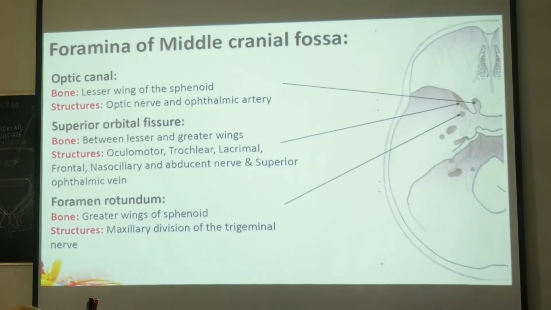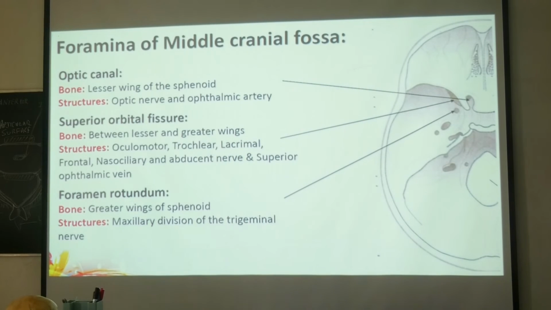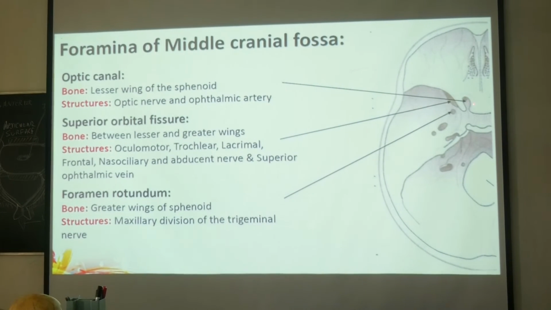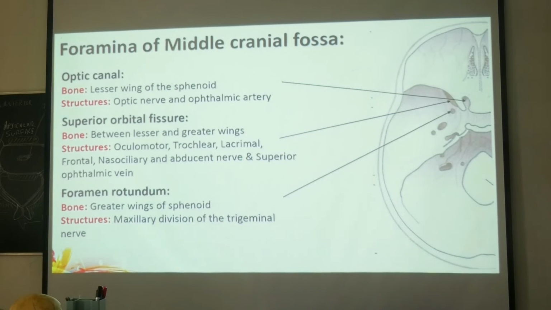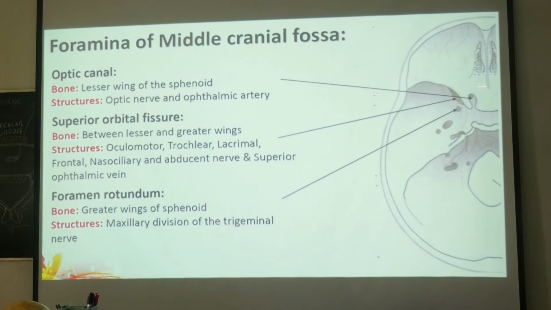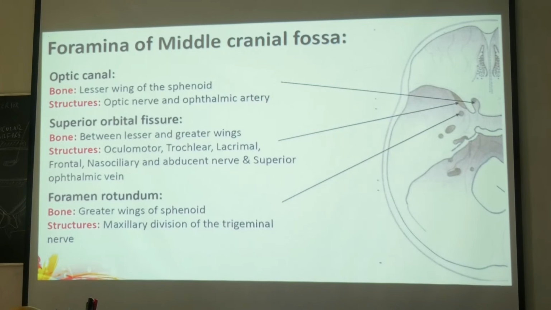Next, what are the foramina lying in the middle cranial fossa? First is the optic canal. Here lies the optic canal. It lies within the lesser wing of the sphenoid, near the root of the lesser wing of the sphenoid. Structures passing through this foramen are the optic nerve and the ophthalmic artery.